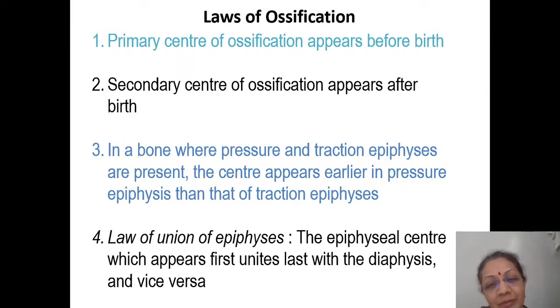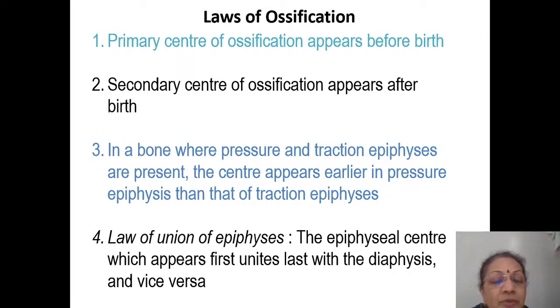So just remember this third point. If a bone has a pressure and a traction epiphysis, the pressure one will appear earlier and the traction one will appear later. So if you remember which epiphysis is which, to some extent you will be better able to remember their age of appearance of the center.